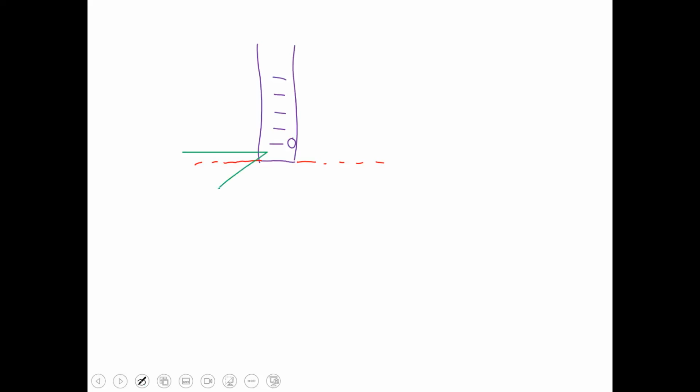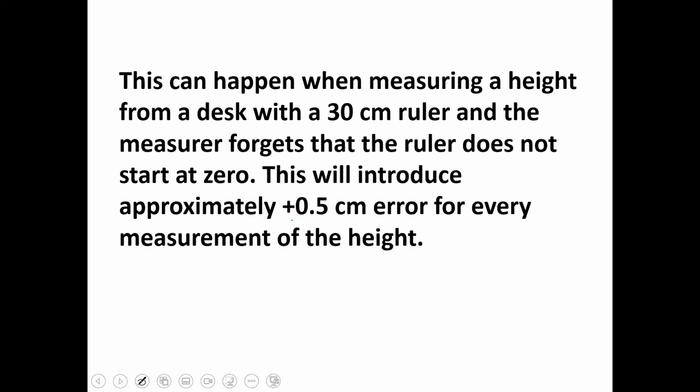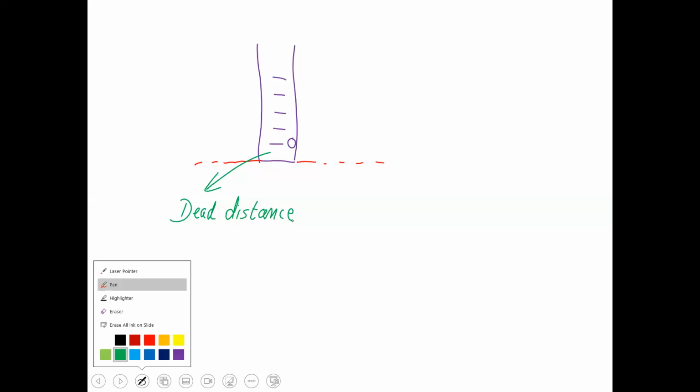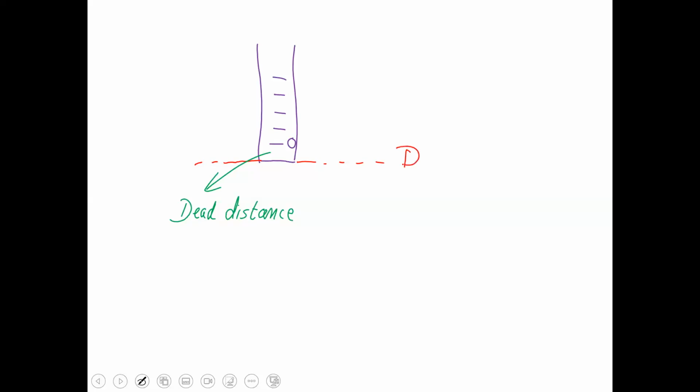This gap in our language is called dead distance. Due to this gap, when you put it on a desk, what happens? It won't read the exact position because some reading is already there. So it's not touching zero when it is touching the desk. This is called zero error.